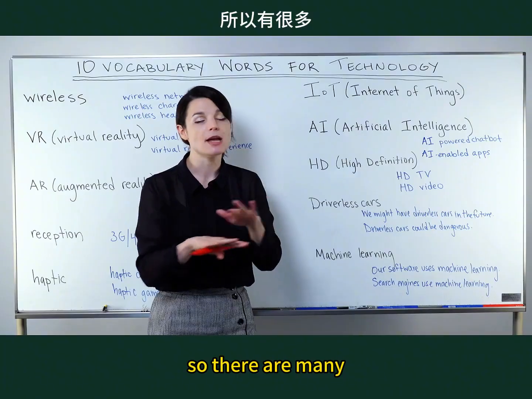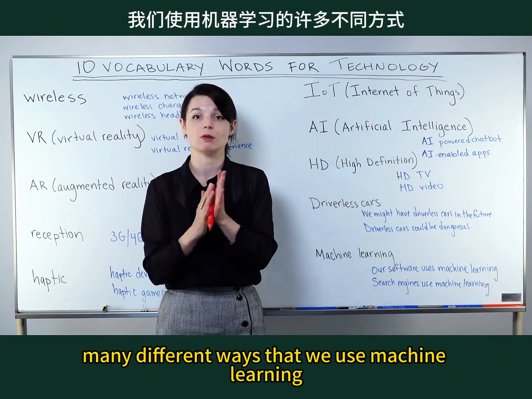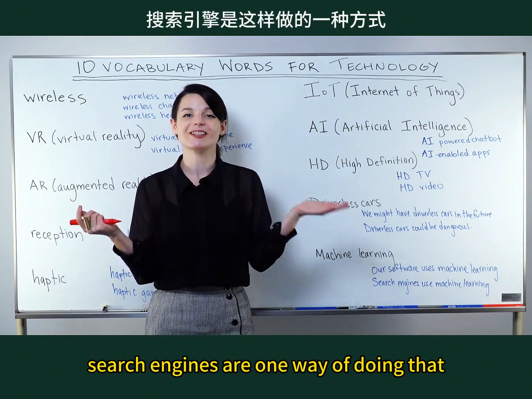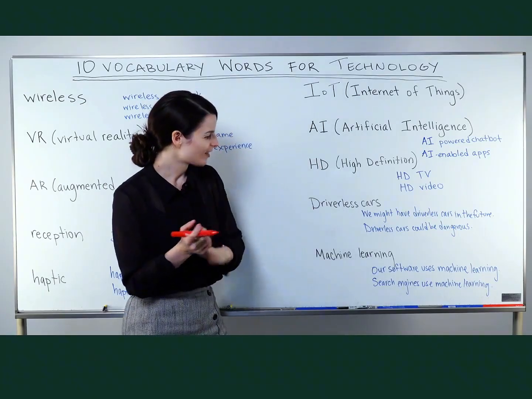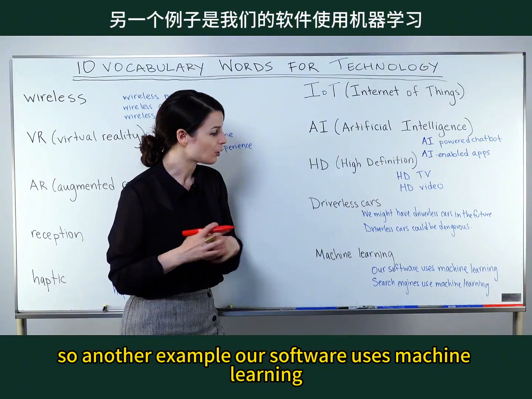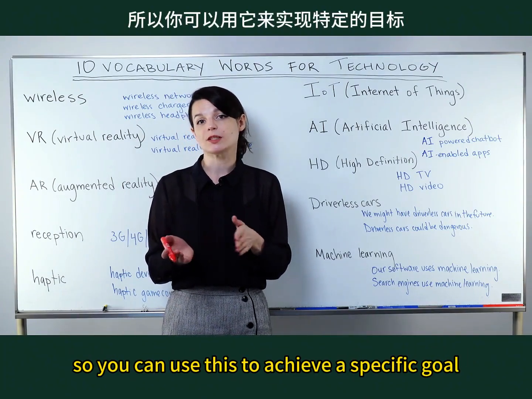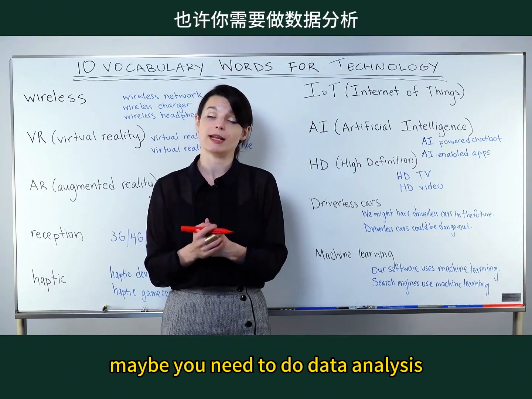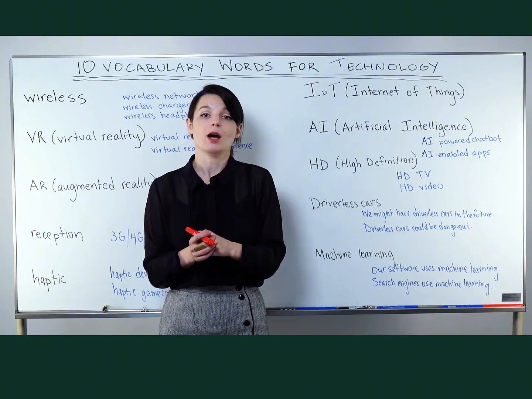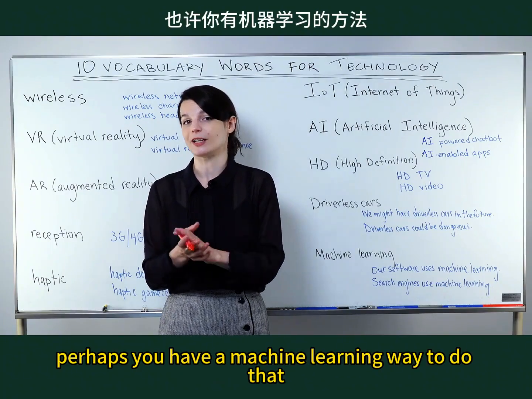So there are many, many different ways that we use machine learning. Search engines are one way of doing that. So another example, our software uses machine learning. So you can use this to achieve a specific goal. Maybe you need to do data analysis or something like that. Perhaps you have a machine learning way to do that.